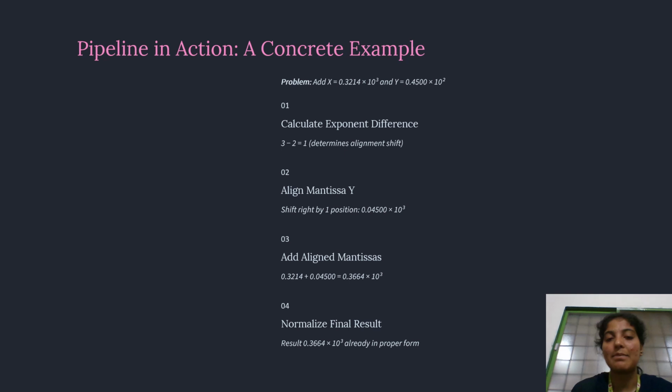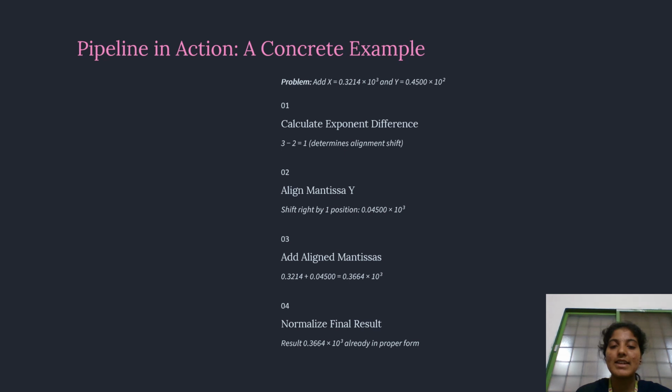Here is the example. The problem given is to add two numbers x and y. Here x is 0.3214 times 10 power 3 and y is 0.4500 times 10 power 2. Here we can see the exponents are different for x and y. The first step is to calculate the exponent difference. When we calculate it, we get 3 minus 2, which equals 1.